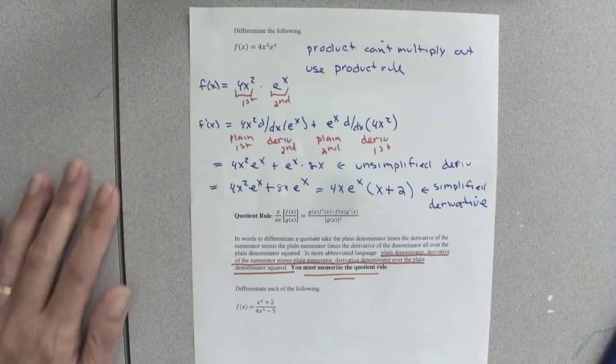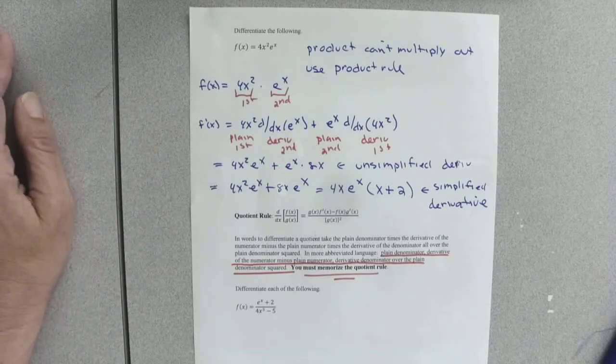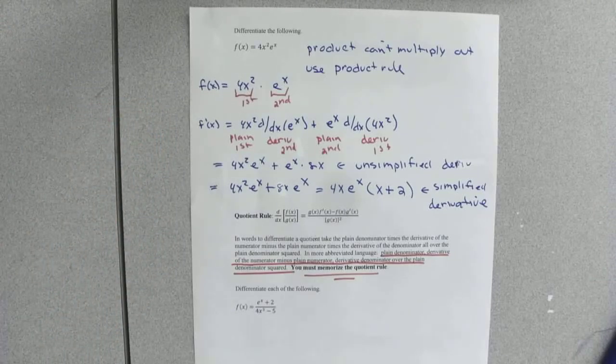You've got to know the quotient rule. There is no getting around needing to know the quotient rule. Now, if you've had calculus before, some of you may know the phrase "low D high, high D low." And if that works for you, I'm okay with it. I just don't like it because I have to stop and think about the order each time.